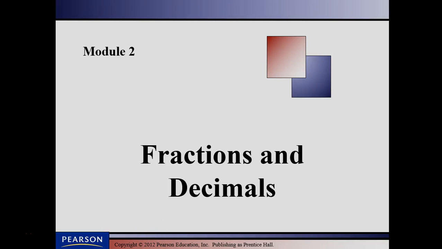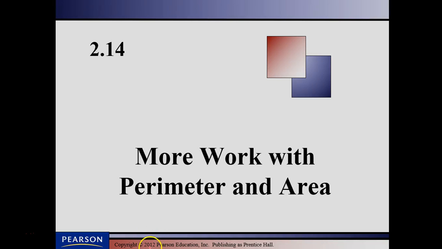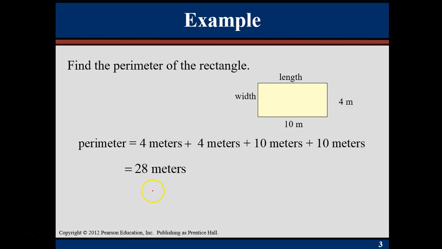Module 2, Fractions and Decimals. This is section 2.14, More work with perimeter and area. When you're asked to find the perimeter of an object, all you're going to do is add up all the sides. You're going to add up the rim of the figure.